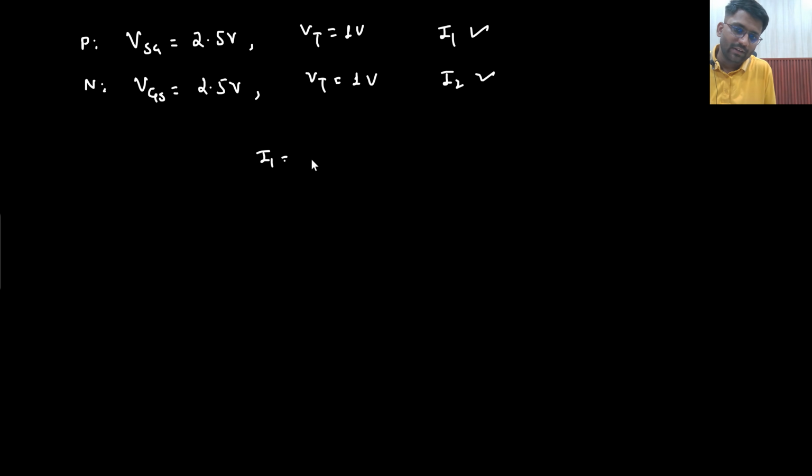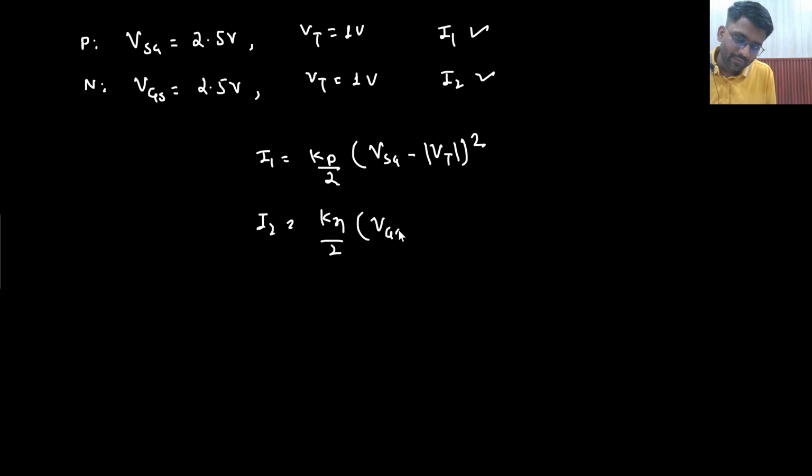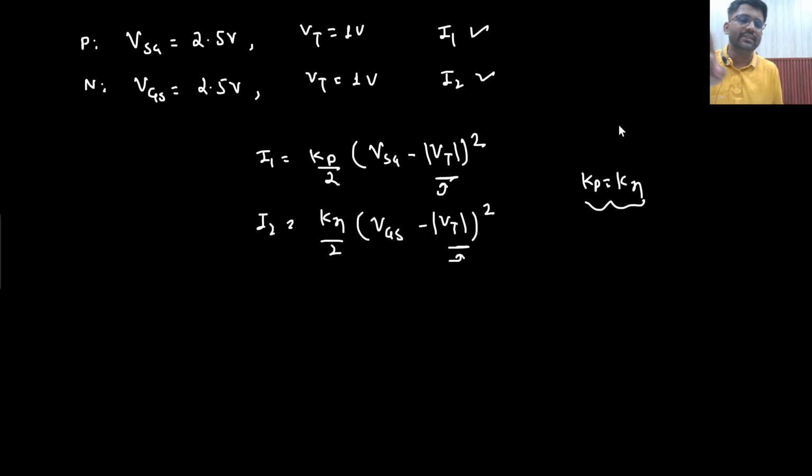What will be the value of I1? I1 will be, sir, Kp by 2, where Kp is the parameter, right? Kp is mu p Cox W/L, times VSG minus mod of Vt, whole square. And what will be I2? Kn by 2 times VGS minus mod of Vt, whole square. I am saying that both of the Vt's are the same. Along with that, I am saying that Kp equals Kn as well. If this is the same, this is the same, everything is the same, what does that mean? I1 will turn out to be equal to I2.